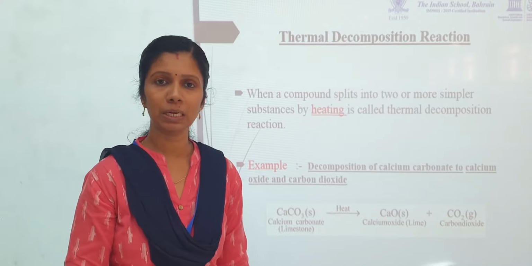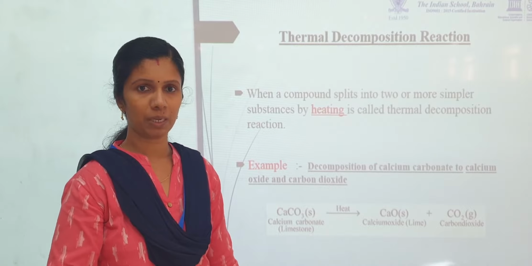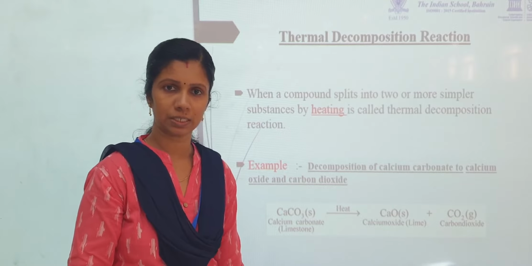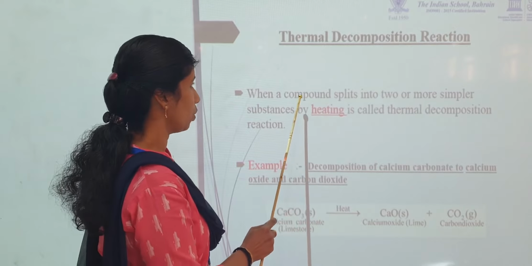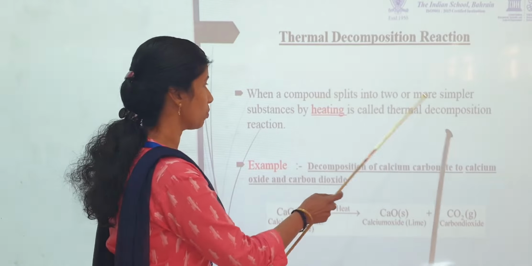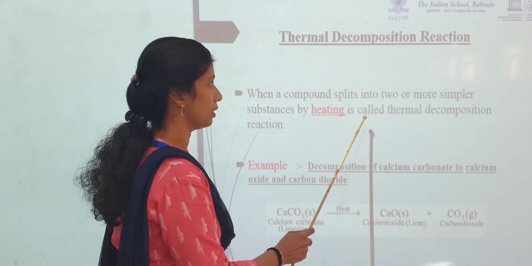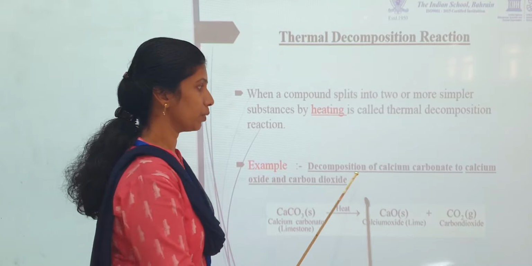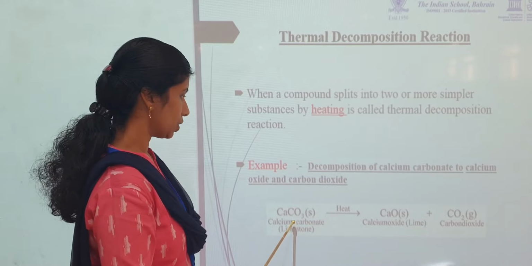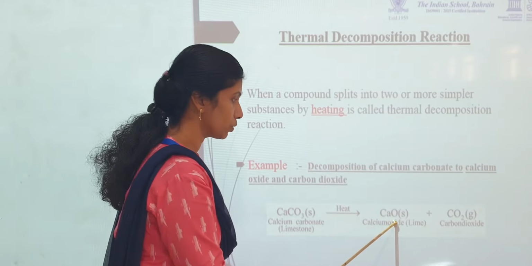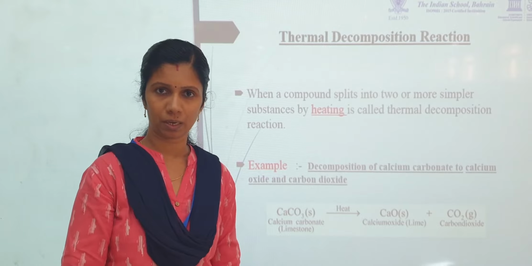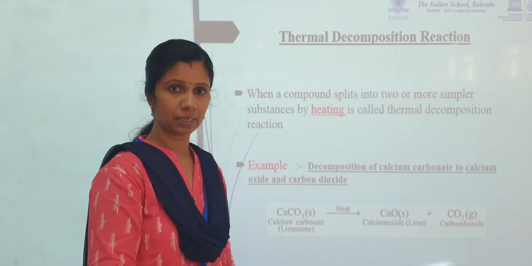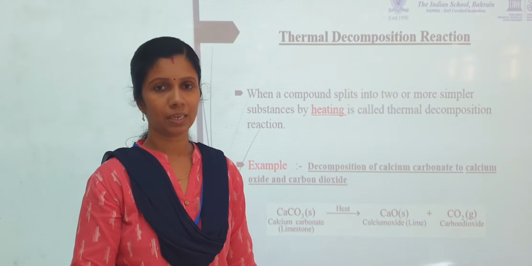First one is thermal decomposition reactions. Thermal means heating. That means decomposition reaction carried out by heating. It means in a reaction when a compound splits into two or more simpler substances by heating, it is called thermal decomposition reaction. For example, decomposition of calcium carbonate. Calcium carbonate on heating decomposes to give calcium oxide and carbon dioxide. So here we are providing heat energy, therefore it is an example of thermal decomposition reaction.